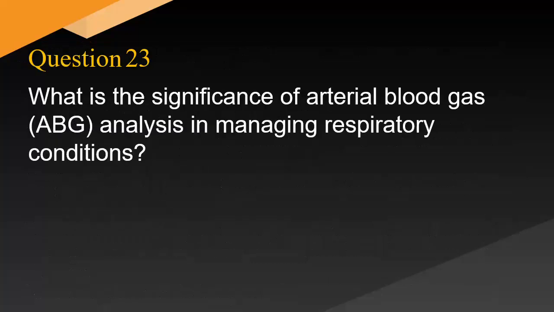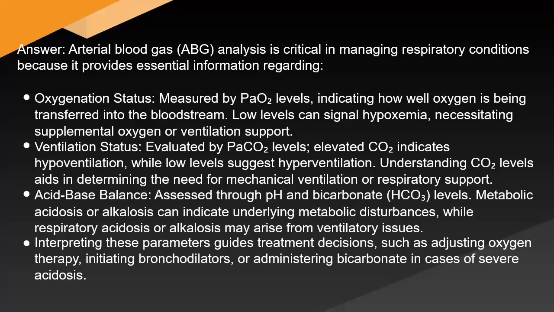What is the significance of arterial blood gas (ABG) analysis in managing respiratory conditions? Answer: arterial blood gas (ABG) analysis is critical in managing respiratory conditions because it provides essential information regarding oxygenation status, measured by PaO2 levels, indicating how well oxygen is being transferred into the bloodstream. Low levels can signal hypoxemia, necessitating supplemental oxygen or ventilation support. Ventilation status, evaluated by PaCO2 levels. Elevated CO2 indicates hypoventilation, while low levels suggest hyperventilation. Understanding CO2 levels aids in determining the need for mechanical ventilation or respiratory support.